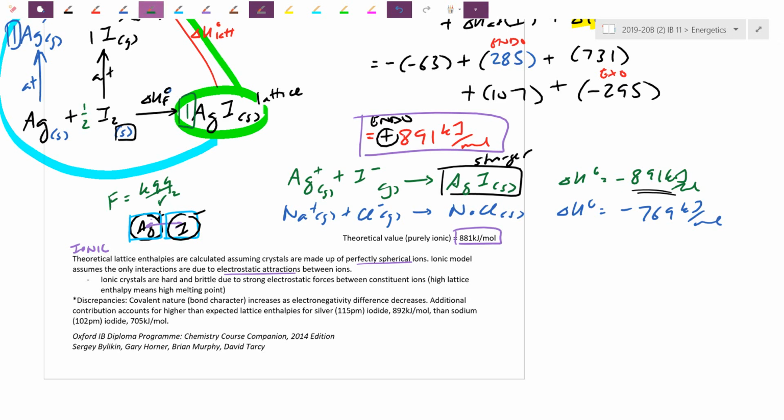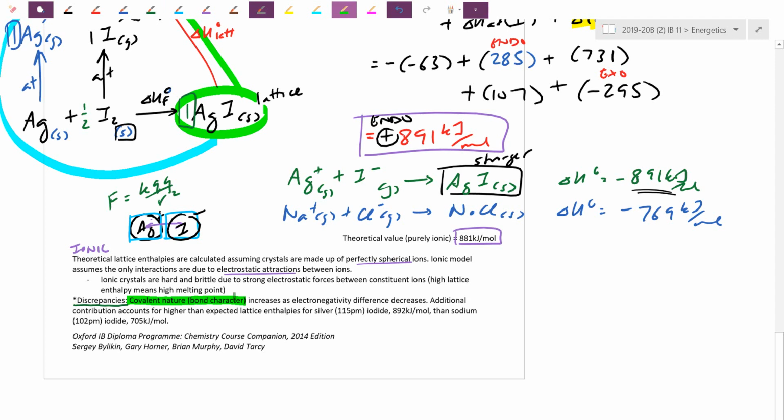I want to make sure it's consistent. But what we're going to see here is any discrepancies, anytime there's any differences between what your Born-Haber says and what this new theoretical ionic model, a perfect KQ/R squared kind of model says, any discrepancy, you would just make a note. It's due to the covalent nature of the bond.